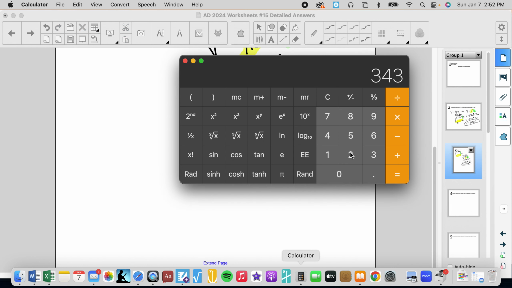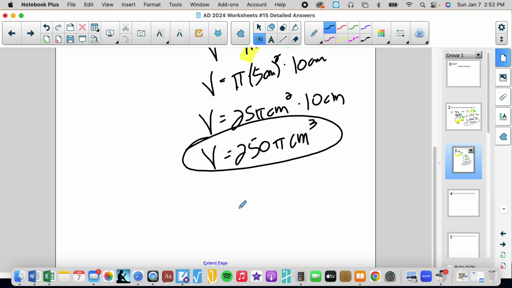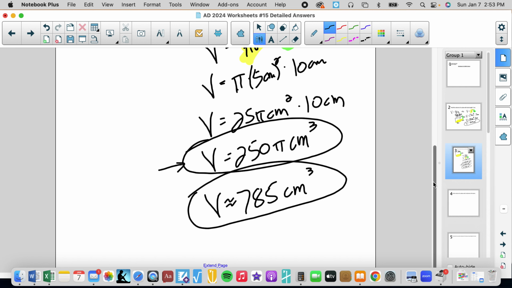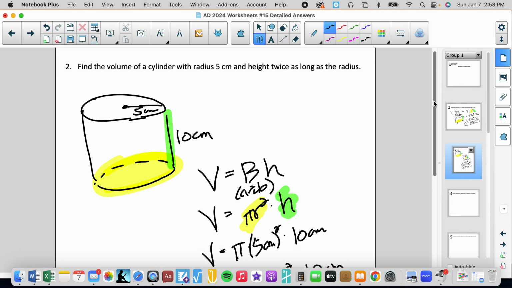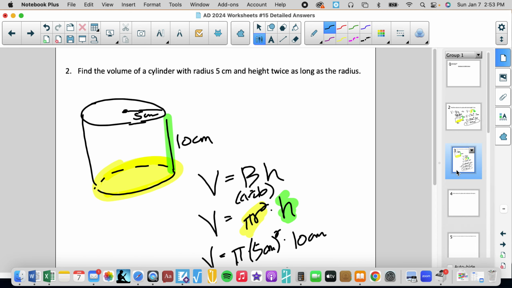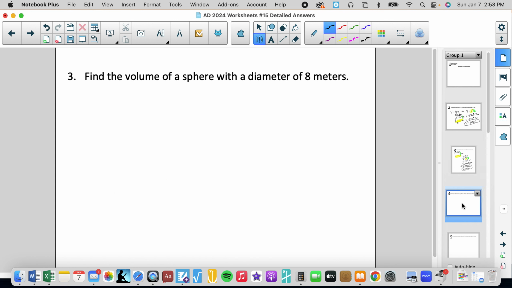So some teachers are going to let you give it as 250 pi. Some teachers, you can do 250 times 3.14, which is our pi value, 785. So some people would say 785 centimeters cubed. This is an approximation. This is an exact value. So you can give either of those. It depends on what the assessment wants your answer in. I don't think it said anything about giving it in pi or exact values, so I'll just continue to do it in pi.